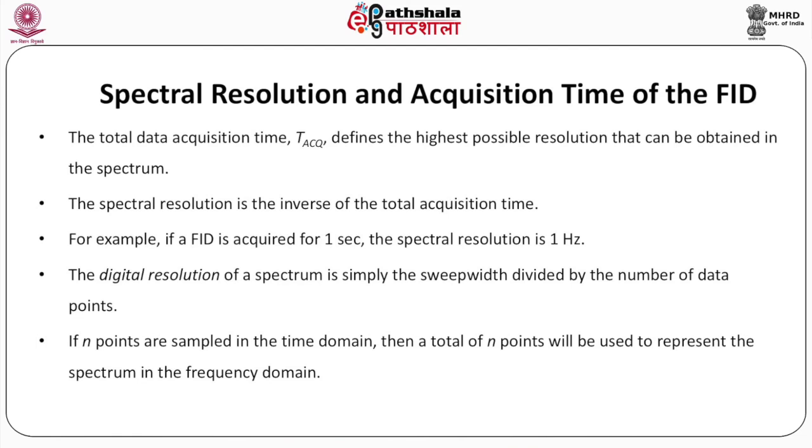Whereas when we are recording a 2D spectrum, the same proton signal will be recorded for 2048 or so data points. If n points are sampled in the time domain, then a total of n points will be used to represent the spectrum in the frequency domain.